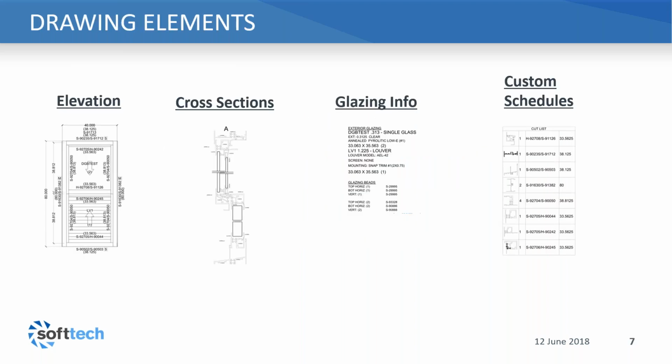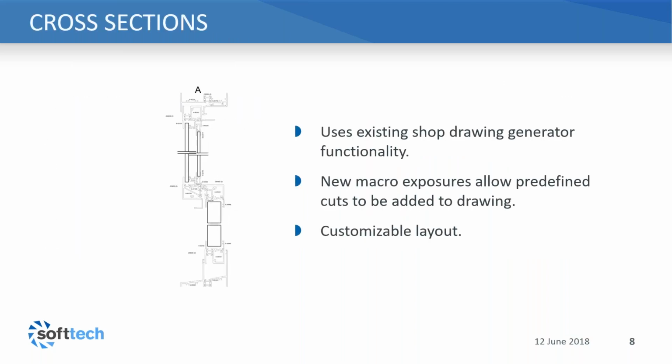So next thing, cross sections. No shop drawing would be complete without cross sections. This was actually created using the existing shop drawing generator functionality in the macro language. But one of the things we've had added recently is a new macro exposure where we can determine all of the cuts that have been added to the frame. That way we can then create a drawing for showing any of the cuts that we want, and we can position them anywhere that we want on the actual drawing.